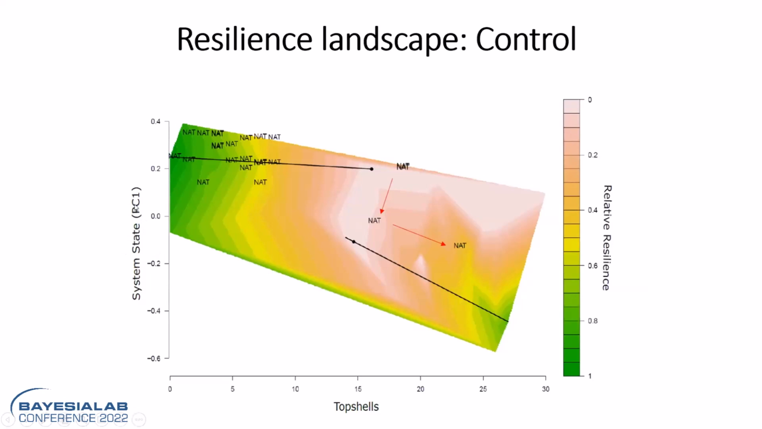Our system states are principal components, and essentially everything above 0 represents a higher green seaweed state. And on our x-axis is just the number of top shells. So in our control condition, most of them were able to stay within the green resilient zone. And yes, there's been some increase in grazing pressure over time, but nothing significant.